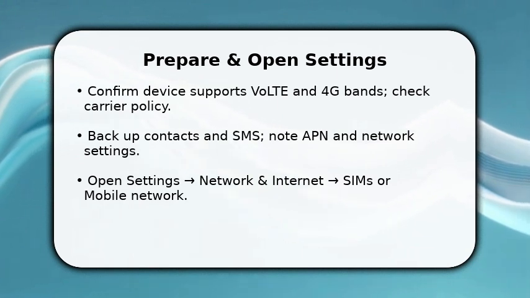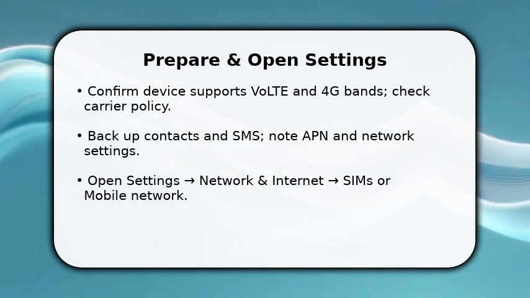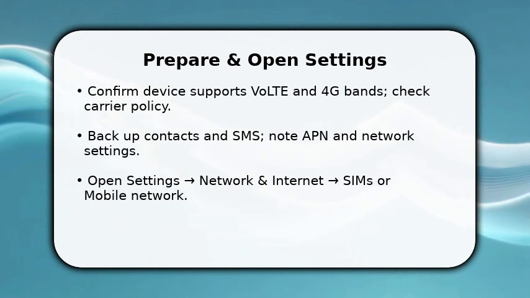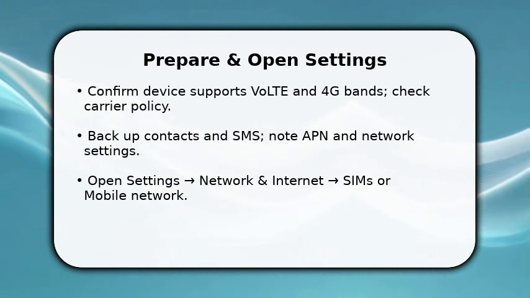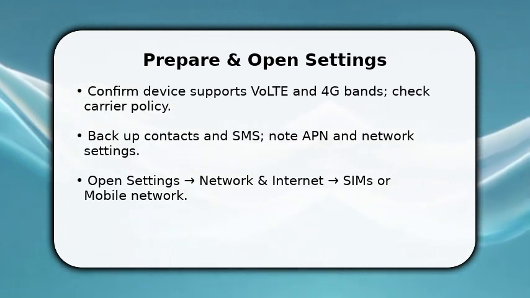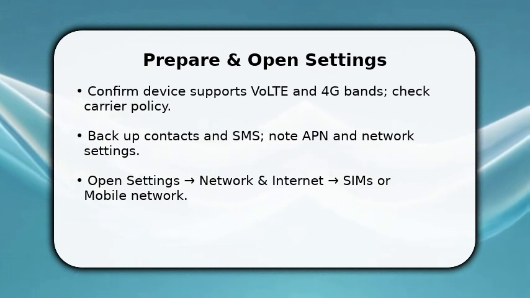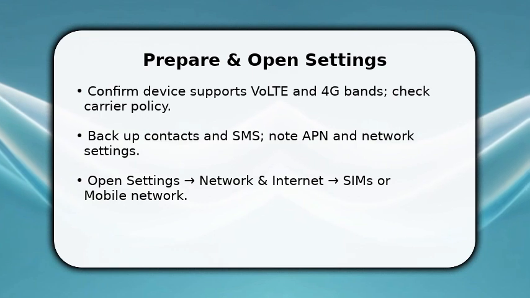Now go straight into Settings, tap Network and Internet, then SIMs or Mobile Network. You should see a VoLTE or Enhanced Calling option. Don't waste time hunting menus. You can search in Settings if needed. This gets you to the exact control you'll switch off in the next step.